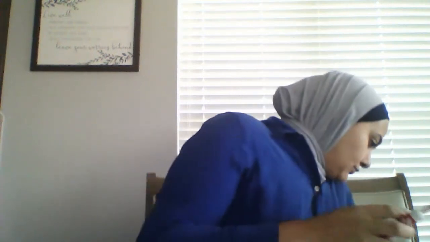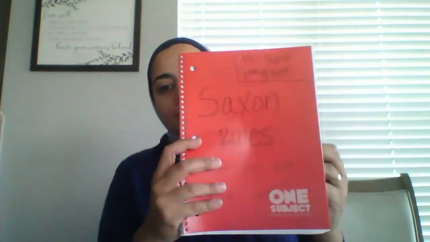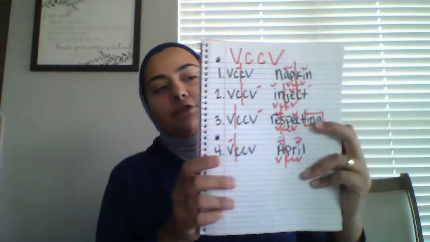Okay, so now we have a new, oops, there goes my lid. Hold on, let me get that. All right. Now, we have a new syllable division rule card, and it looks like this. So you're going to have to get out your notebook that says Saxon Rules. You're going to go to the next blank page.